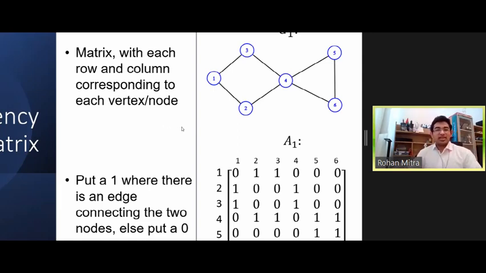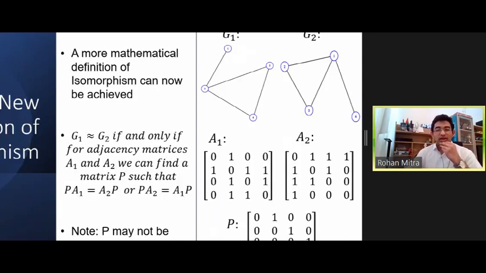Now that we understand the adjacency matrix, I need to explain one more thing: a new definition of isomorphism, because now we know what an adjacency matrix is. So let's redefine isomorphism. Because first it was very visual. You could just see it and say yes or no. But it's not the way mathematicians do, right? So let's look at a more mathematical definition of isomorphism.